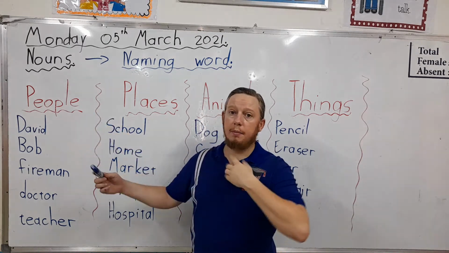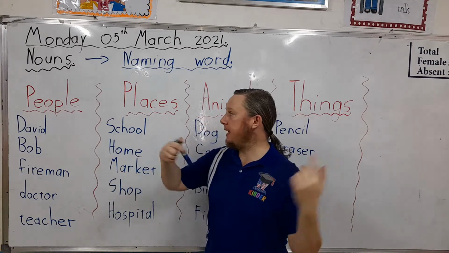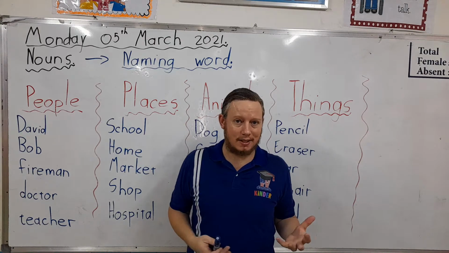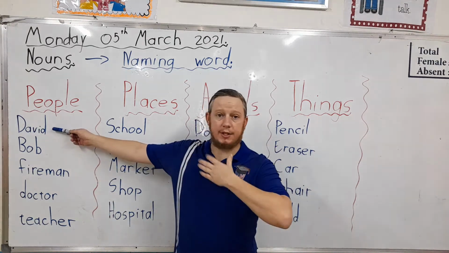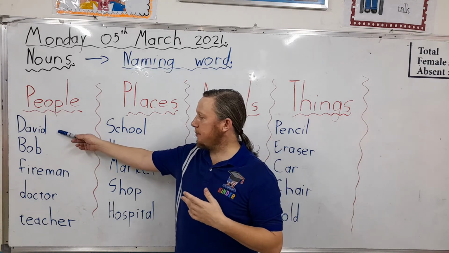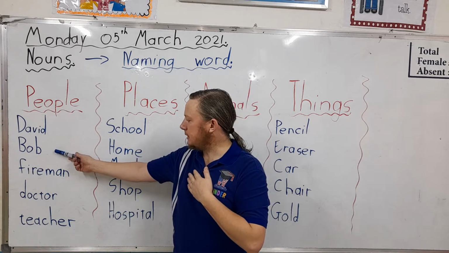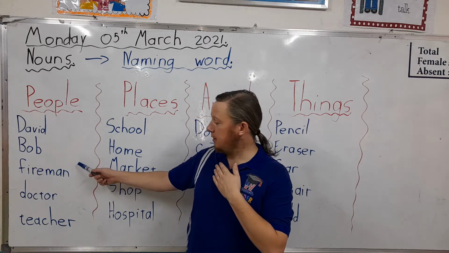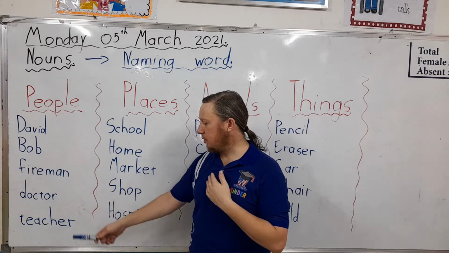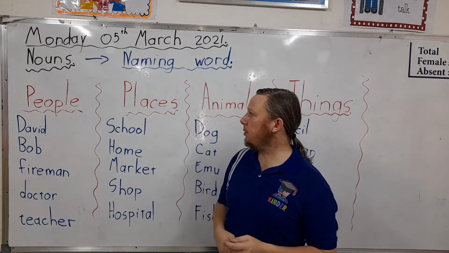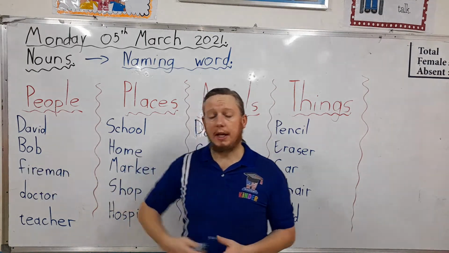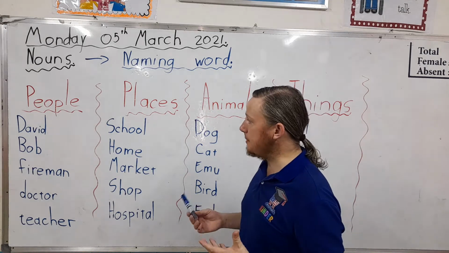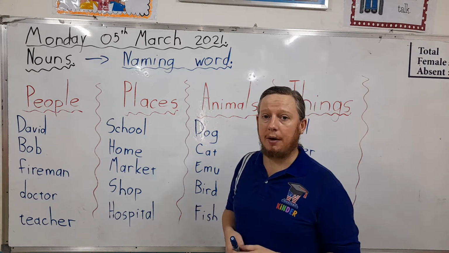Okay, one person like me, or many people. Okay, this is what we use for human beings. Alright, people like teacher David, like his friend Bob. Even if you think about people's jobs, like a fireman, or a doctor, or a teacher. These are all different types of people that we can see in our everyday lives. Okay, and when we see people, we know we were talking about a noun.